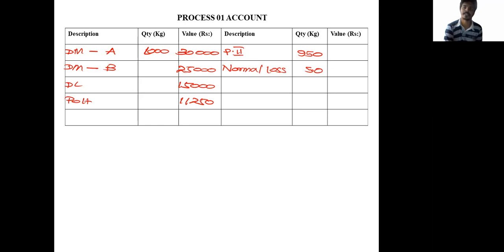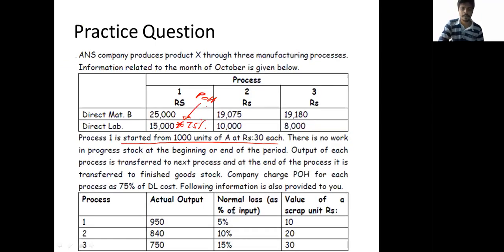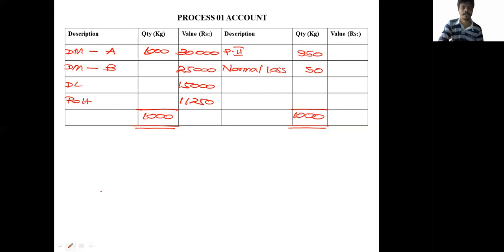That means everything has happened as we expected. 1000 equals 950 and 50, no? That means no abnormal gain, no abnormal loss. Now we can have the total of this column. In case of quantities, here 1000 and here also 1000. Then it has been mentioned scrap can be sold at 10 rupees per unit, so 500. So we can have the scrap account, which is used for every process.